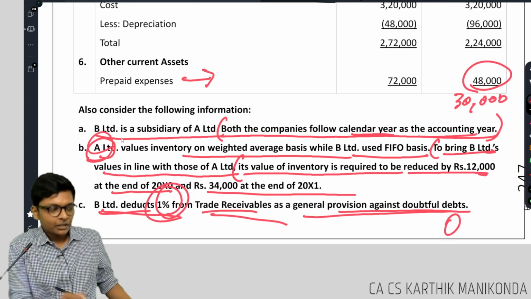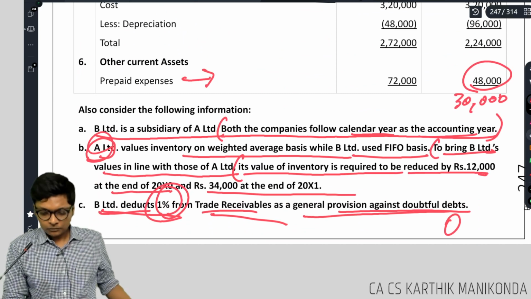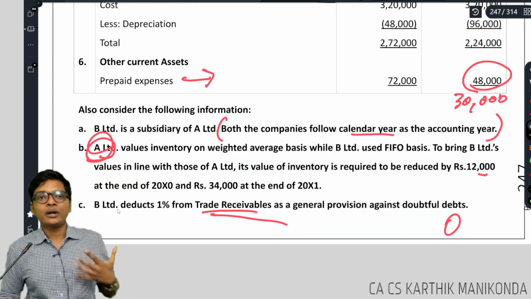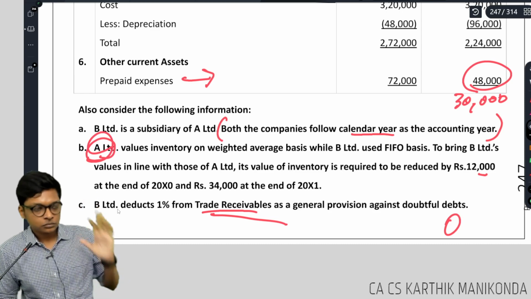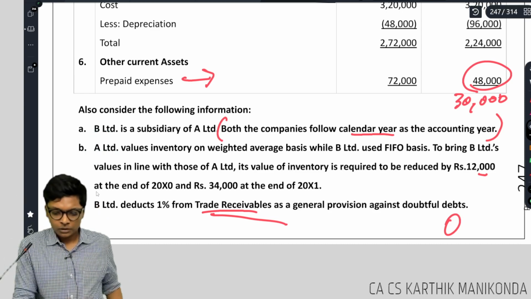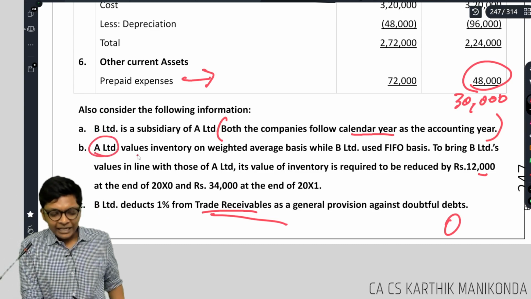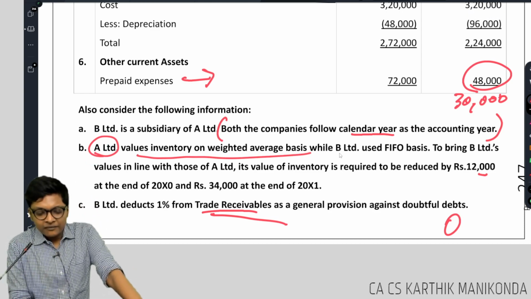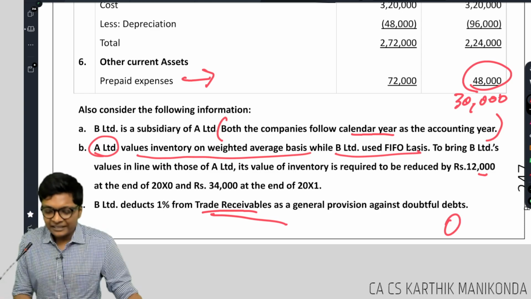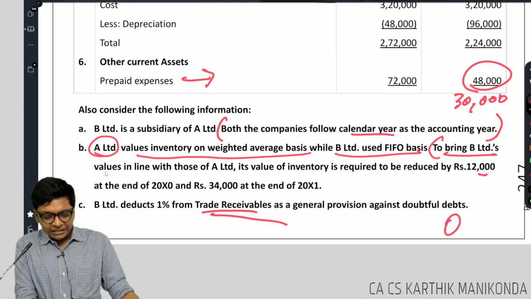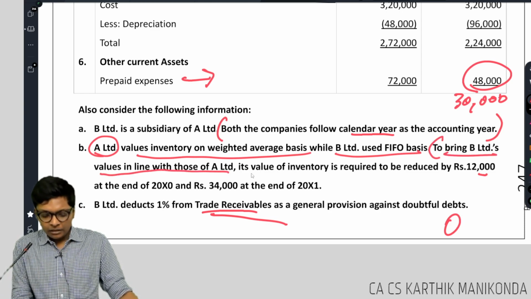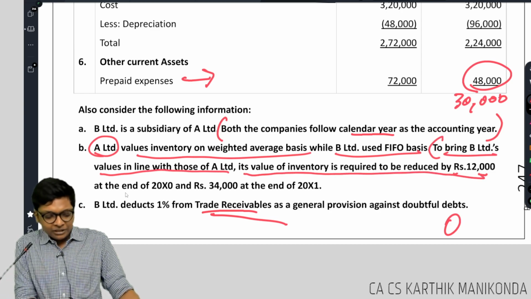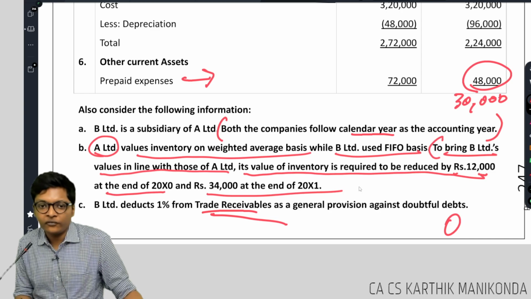Similarly, last adjustment now. Adjustment number B. Guys, how many of you are understanding? Hello? Adjustment B. A Limited values inventory on weighted average basis while B Limited uses FIFO. No, you don't have to compute, they are given the values. To bring B Limited's value in line with A Limited, its value of inventory is to be reduced by 12,000 at the end of 2020 and 34,000 at the end of 2021.